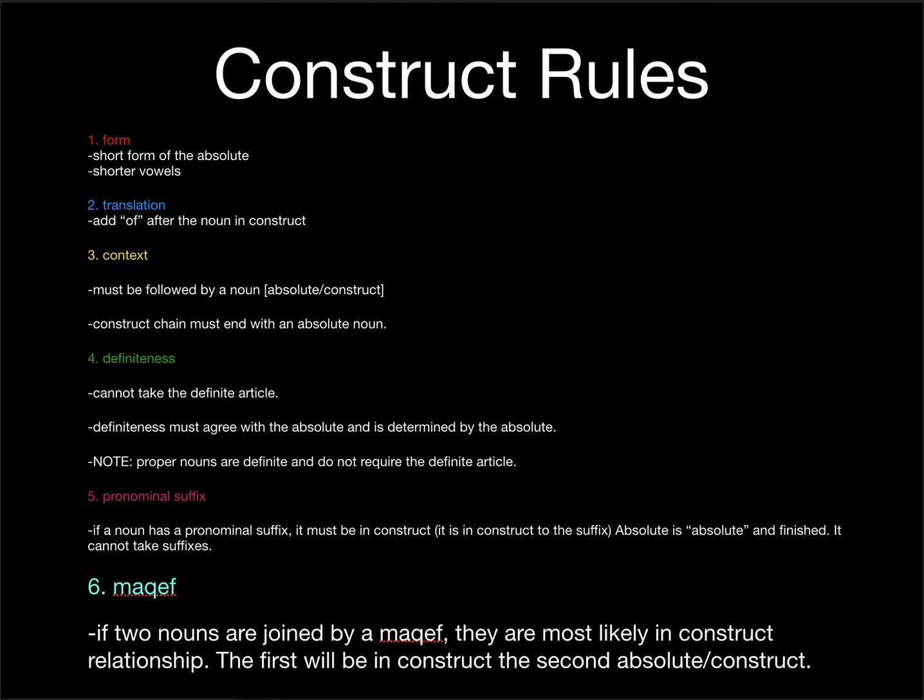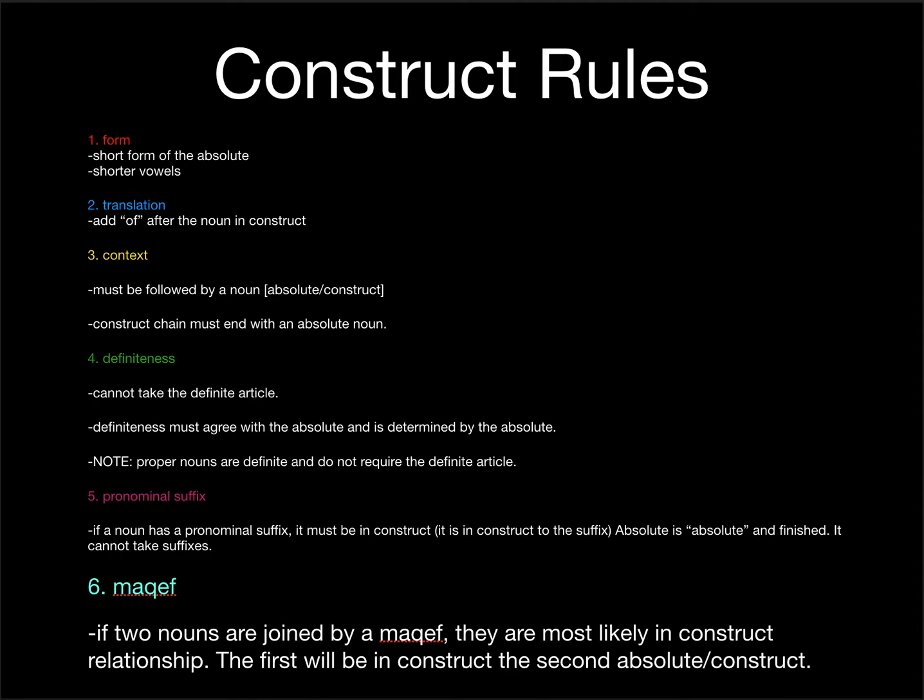Point number 6, makef. If you see two nouns and they are joined by a makef, and a reminder, makef is this short line up high on the top between two words, which functions exactly the same as a hyphen in English. In other words, it joins, it tells you that two words go together. It's not used only with nouns, it can be used with verbs, with prepositions, with other things. We've seen it with direct object marker. But in this case, I'm specifically referring to nouns and they're both joined by a makef. They are most likely in construct relationship.